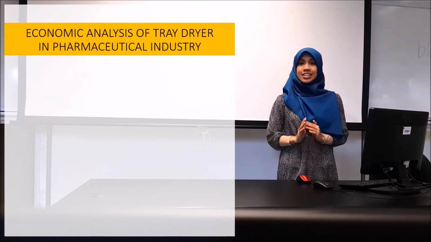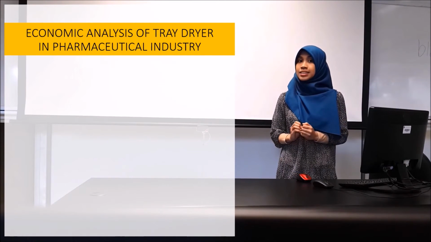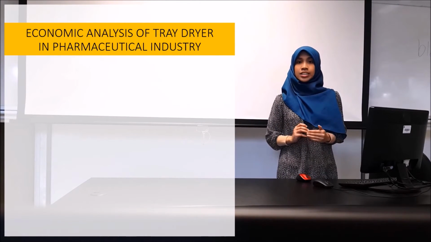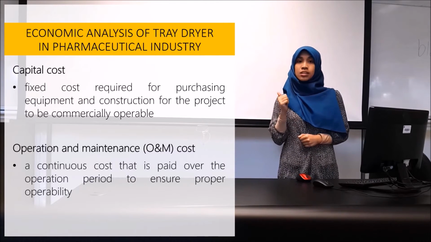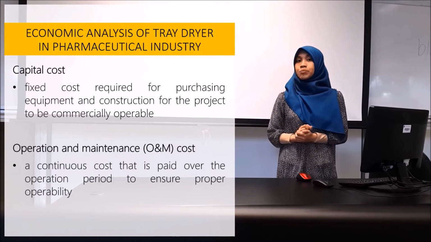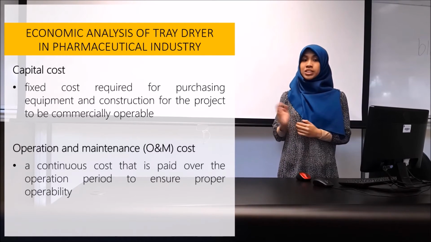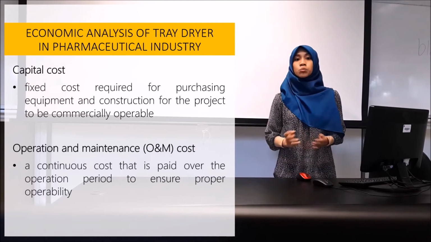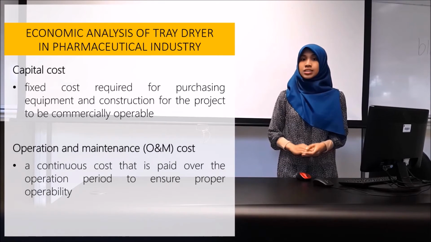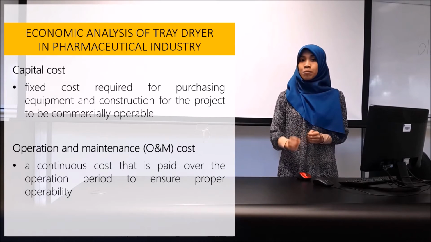In the particular pharmaceutical industry, the overall cost of the pharmaceutical tray dryers vary widely depending on the plant type and its structure. It must be noted that the costs are generally categorized into two major types. First, the capital cost. Second, operation and maintenance, which is O&M cost. What is the capital cost and O&M? Capital cost is required for purchasing equipment and construction for the project to be commercially operable. For the O&M, it is a continuous cost that is paid over the operation period to ensure the proper operability.